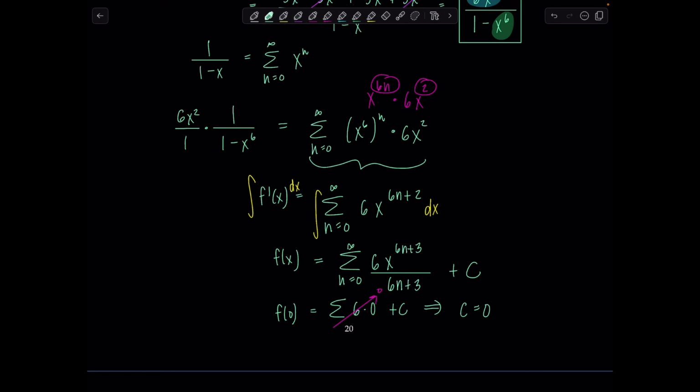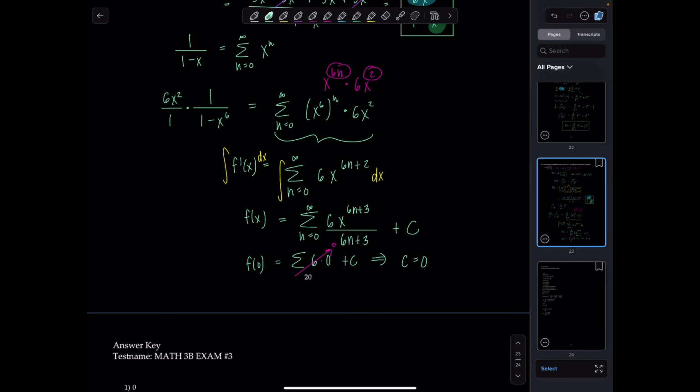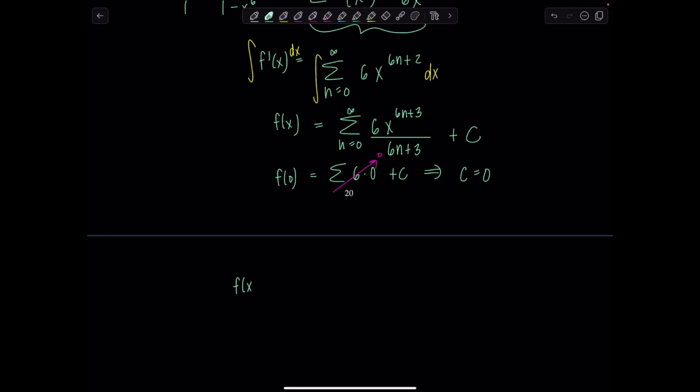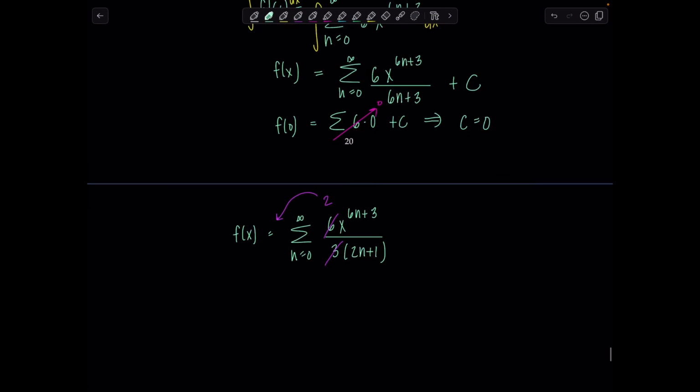Fabulous. I did a few in that other video that I keep talking about where c is not 0, in case you're curious. So we're pretty much there. I know that c is 0. f of x is the sum, n equals 0 to infinity, 6 times x to the 6n plus 3 over, I can factor a 3 out, and then that's 2n plus 1. And then I can cancel out the 3 and the 6, and now that's a 2. You can leave it there, or you could put it outside the sum. Let's do that. So this is 2 times the sum, n equals 0 to infinity, x to the 6n plus 3 over 2n plus 1.